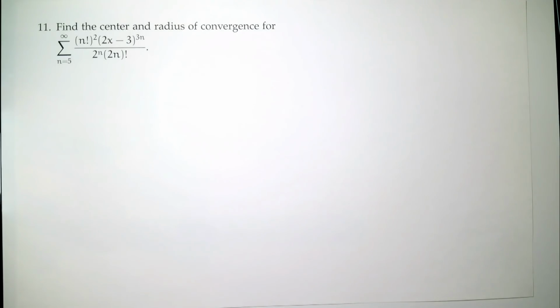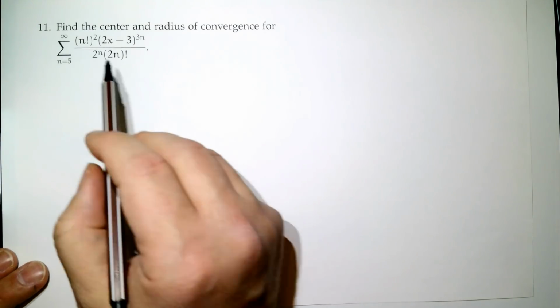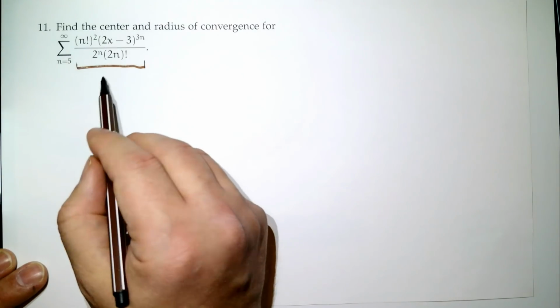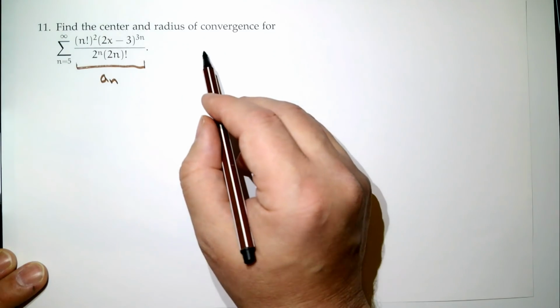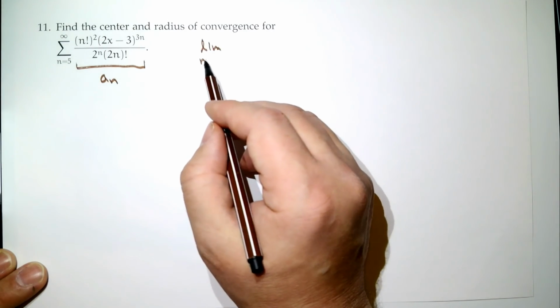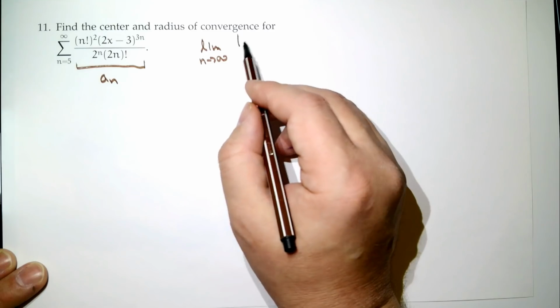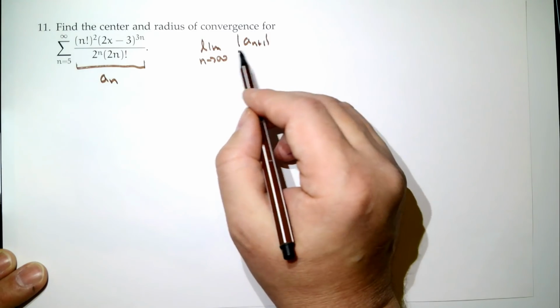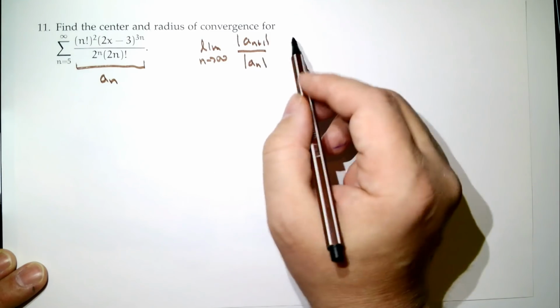So here we go. This one involves factorials. So do I use a root test or a ratio test? Ratio. Anytime you see a factorial, you just know it's going to be a ratio test. All right. Well, if this is our a sub n, we're going to look at the limit as n goes to infinity of absolute value of a sub n plus 1 over absolute value of a sub n.